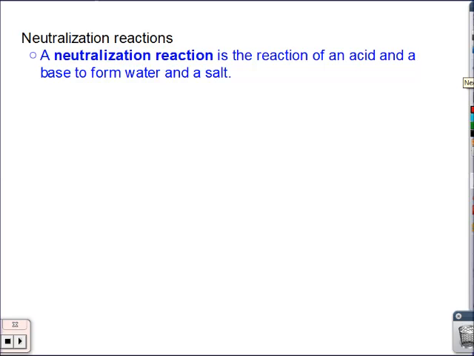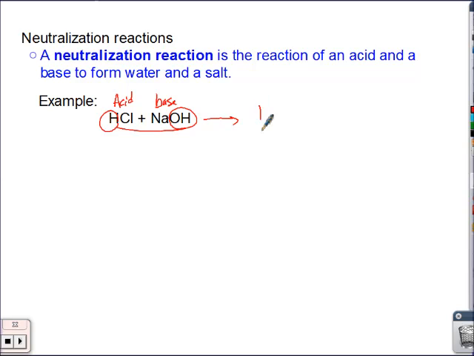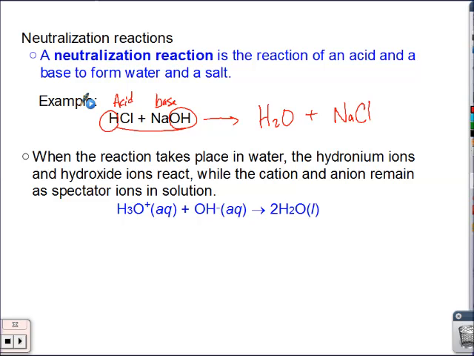A neutralization reaction is when you react an acid and a base, and when you do that you form water and a salt. So for example, HCl is an acid and NaOH is a base. When I react these together, the H and the OH on the sodium hydroxide will form water, and what's left, the sodium and the chlorine, form a salt. It doesn't have to be NaCl, in this case it was, but any ionic compound is considered a salt.